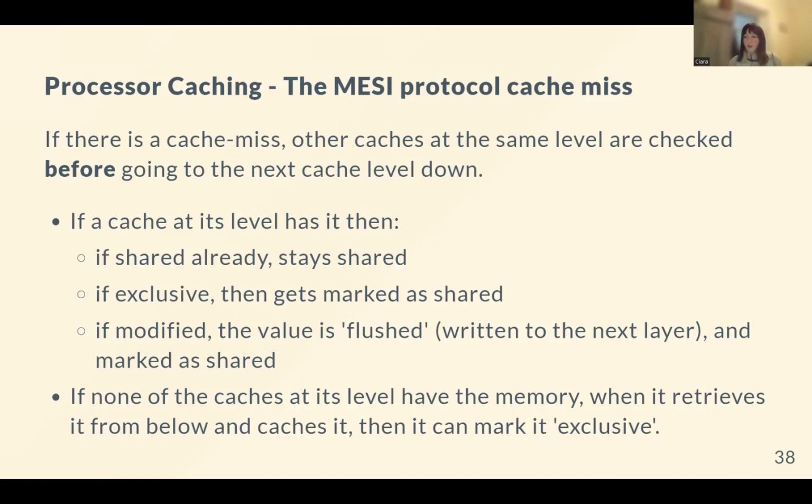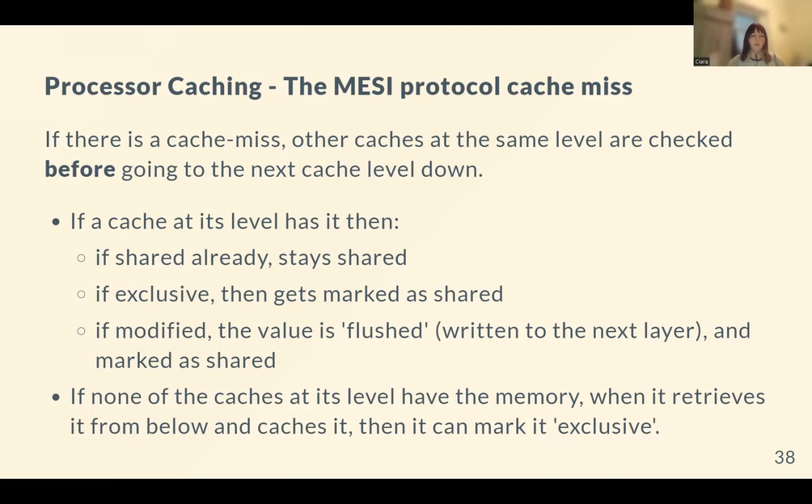If I try and read it from another one of the caches and it's marked as modified, well, I can't read it immediately, because then we would both have the modified version, and then we couldn't have it as shared access because it's modified. So instead, the value gets flushed, which means it gets written down to the next layer, and then the cache that I am reading it from gets marked as shared, and I get a shared cache line as well.